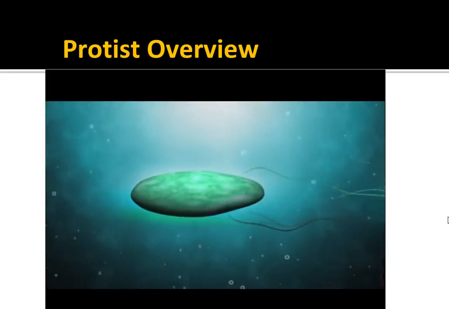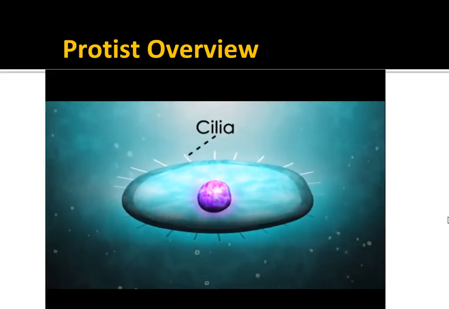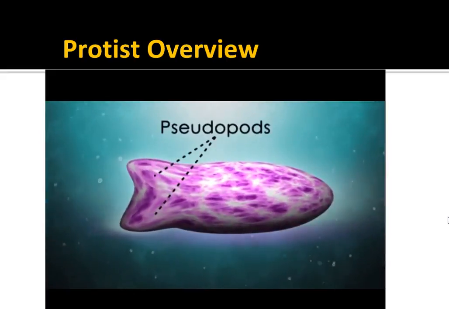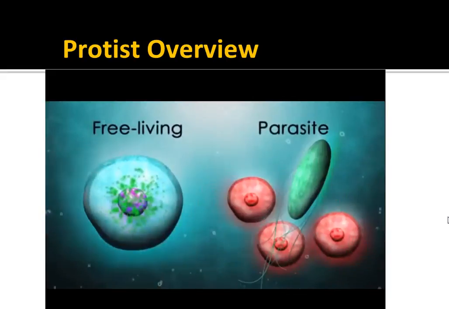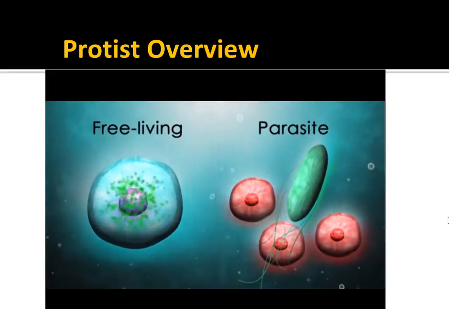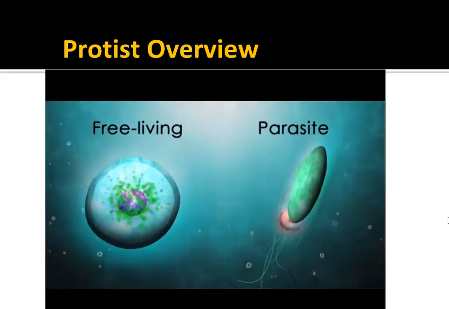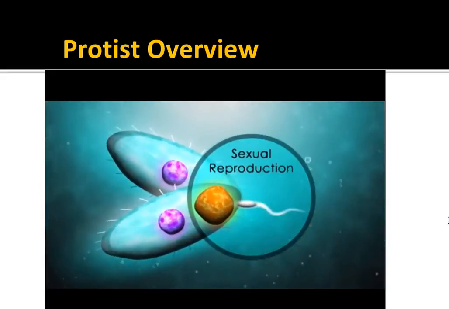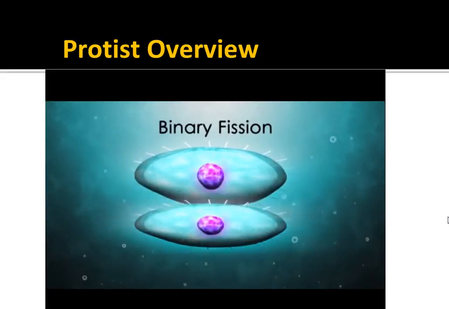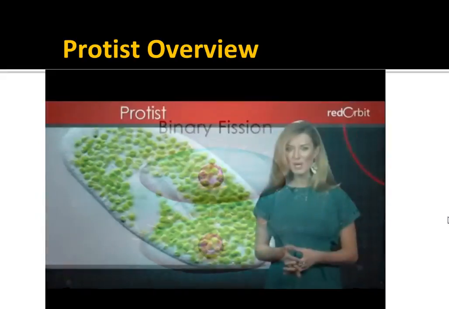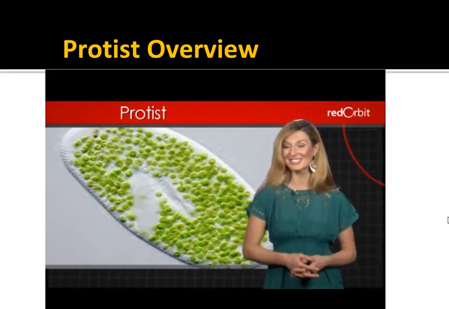Some swim via whip-like projections called flagella. Some glide using hair-like extensions called cilia, and some pull themselves along using pseudopods, false feet made of cytoplasm. Some protists are free-living, and some are parasites. Some make their own food, and some get nutrition by hunting food or by simply absorbing it from their environment. Protists can reproduce via sperm and egg or by binary fission, splitting into two genetically identical cells. Protists may be simple forms of life, but they're certainly one of the most diverse.